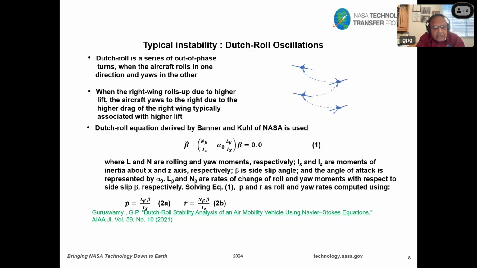Here the main challenge is to compute quantities like N beta and L beta. They are the rates of change of the yaw and roll moments with sideslip, with complex aerodynamics, and that is what the OVERFLOW code can generate very efficiently. Once you have these quantities, we can go back and compute the roll and yaw rates, and compute the displacements, which can be input to the control systems. There is a paper on this, mentioned at the bottom, which gives more details. Next slide, please.